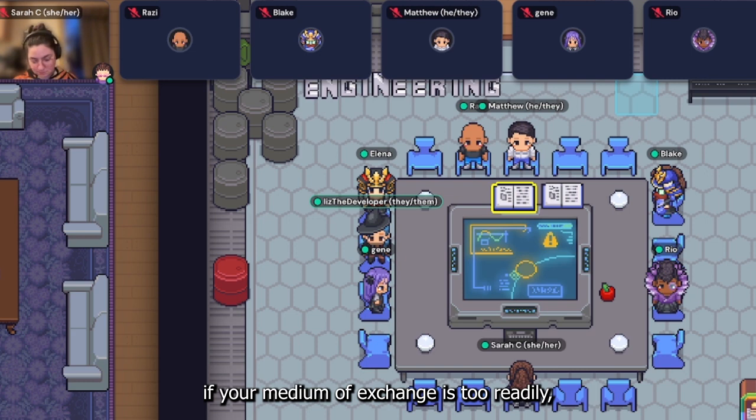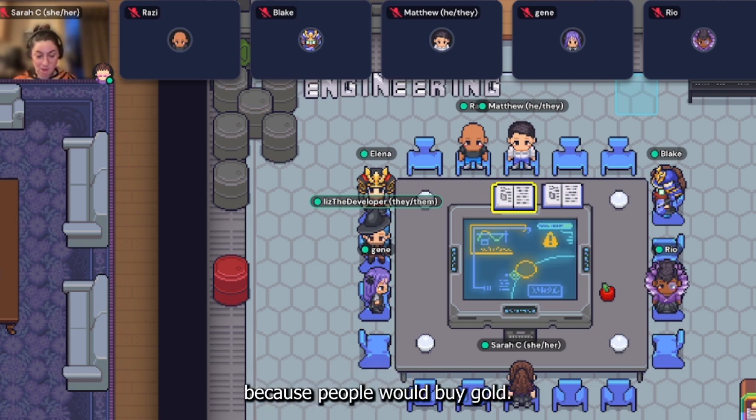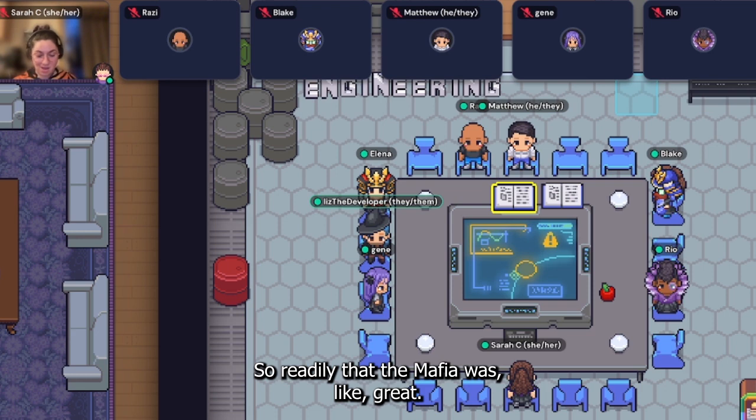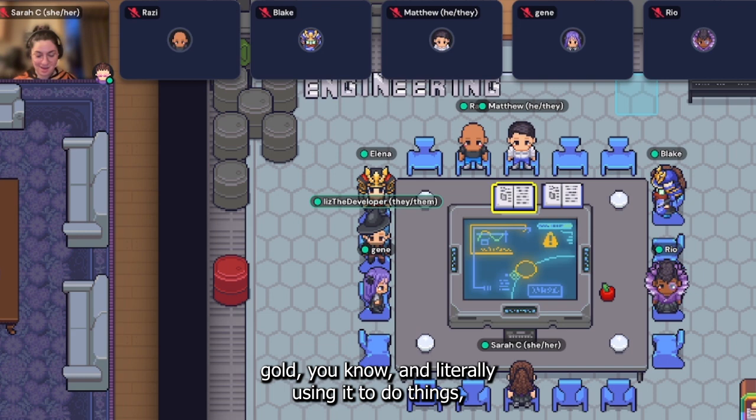If your medium of exchange is too readily liquid, it becomes used for transactions for other systems, right? And this was a thing, World of Warcraft used to be a money laundering scheme because people would buy gold so readily that the mafia was like, great. So then the mafia started buying gold, and literally using it to do things because you could just convert it.